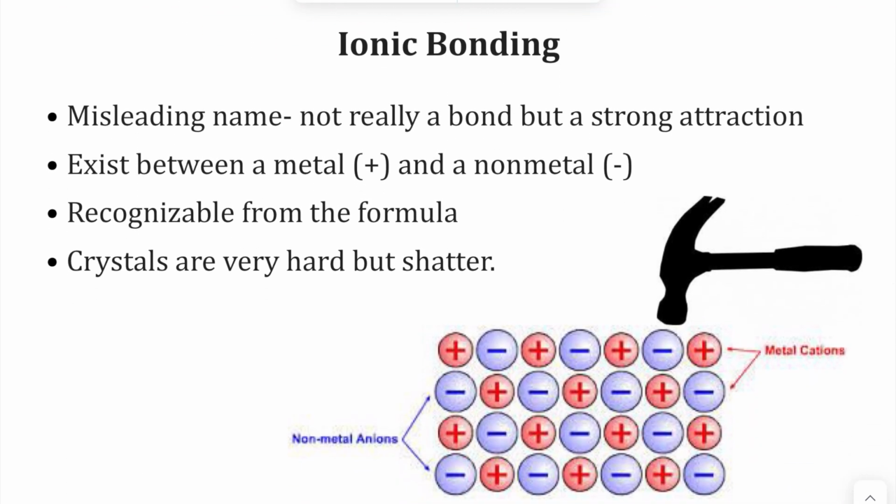Next, ionic bonding, misleading again, not really a bond, but it is that strong attraction, that force. If we have an ionic compound with a metal and a nonmetal, then ionic bonding is the IMF, so we can recognize it from that formula. The crystals are very hard, but shatter because they might break apart in certain spots, but they're not all going to break apart from one another. So if something is an ionic compound, its IMF is ionic bonding.